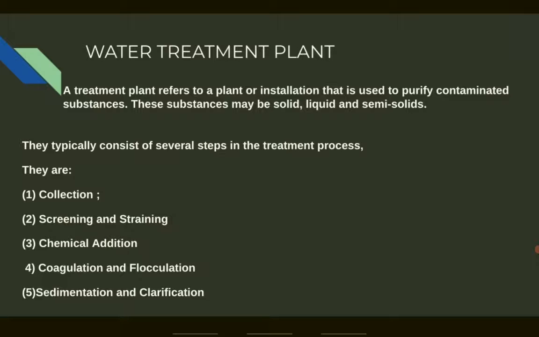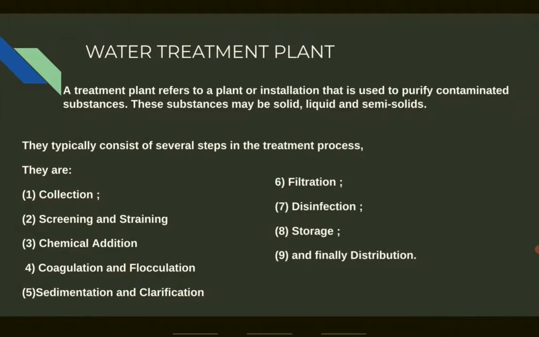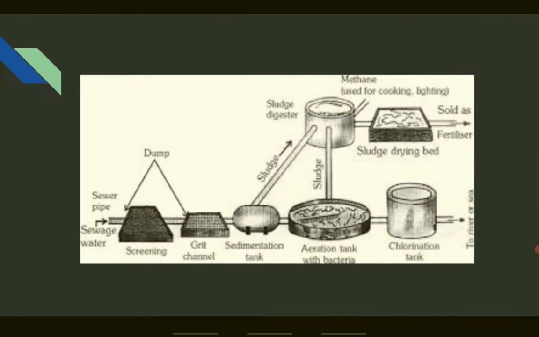They are collection, screening and straining, chemical addition, coagulation, flocculation, sedimentation, clarification, filtration, disinfection, storage, and finally distribution. So this is the process of water treatment plants. This is explained in your book very clearly.